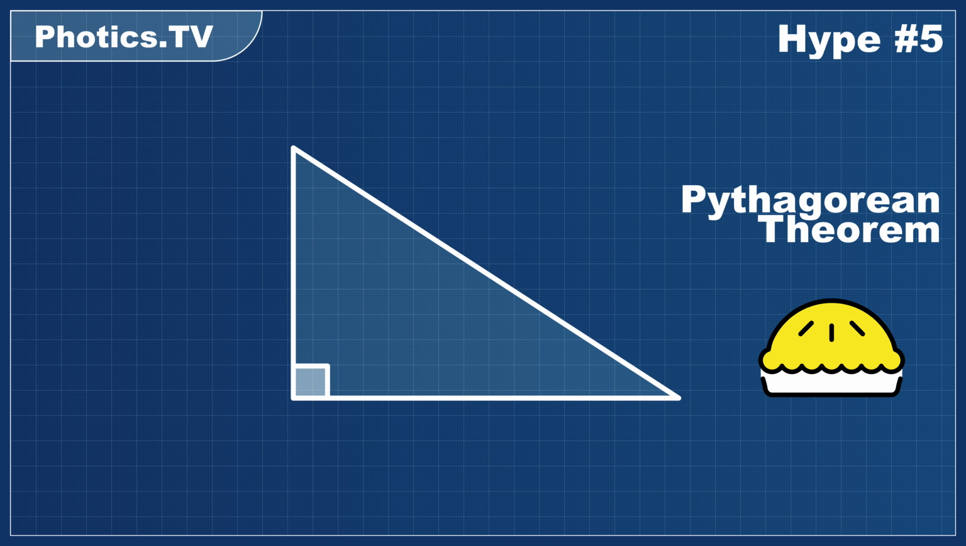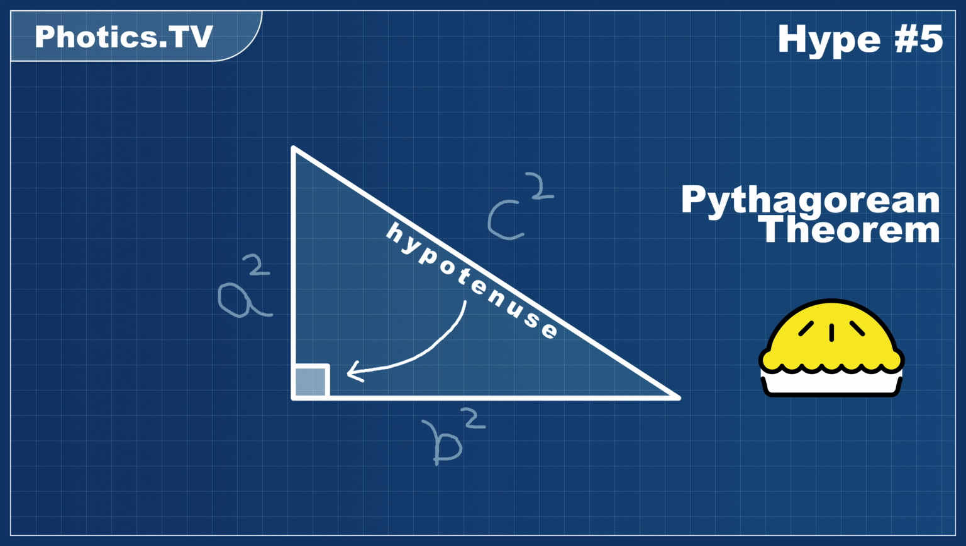Anyway, if you've ever had a geometry class, you no doubt know about a squared plus b squared equals c squared. That's the formula to calculate the hypotenuse of a right triangle. That's the longest side of a right triangle. The hypotenuse is also the side opposite of the right angle.